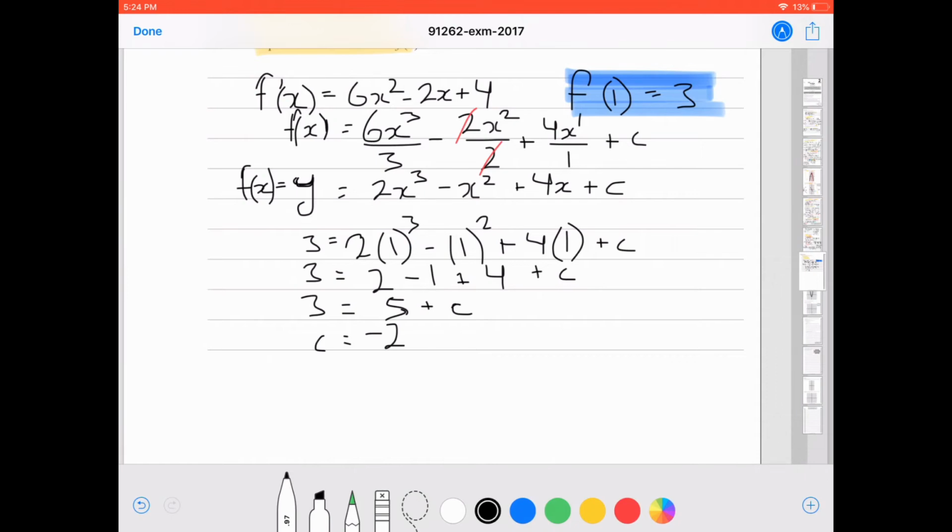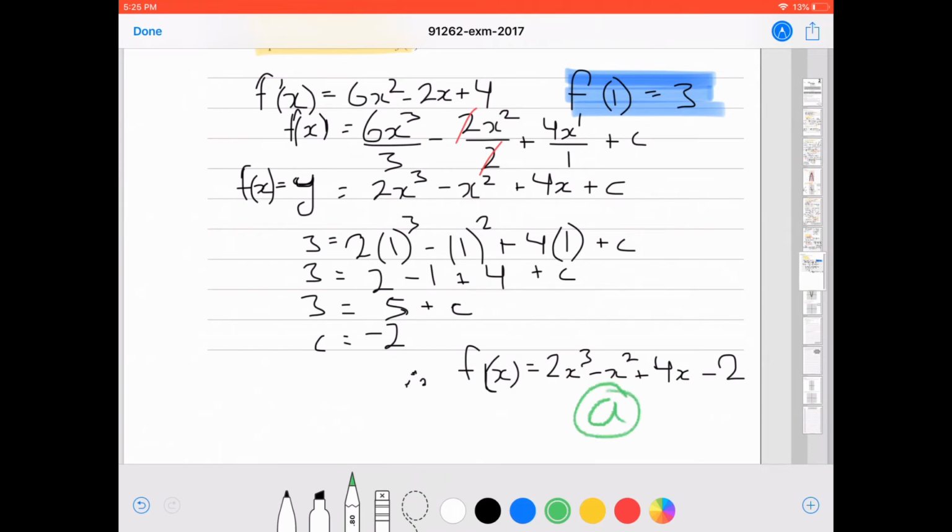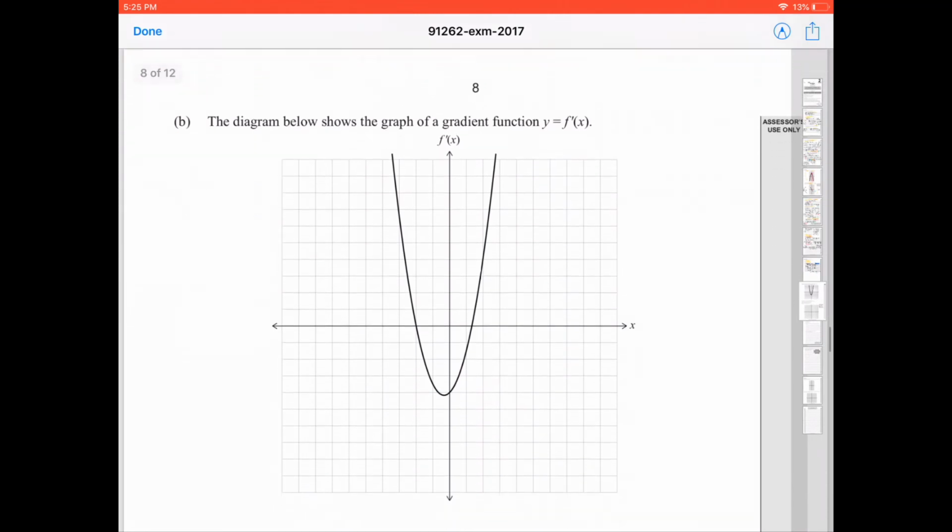So you've actually got to obviously write out the full function now. You don't want to miss out on marks for that. So f of x therefore equals 2x cubed minus x squared plus 4x minus 2. Okay, so function correct, that gets you an achieved grade. Sweet. Moving now to question 3b.